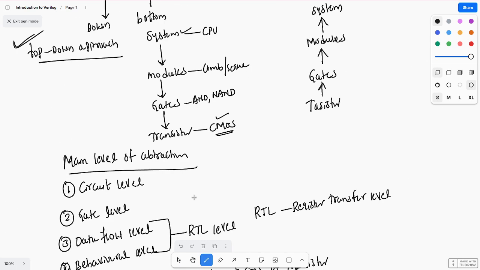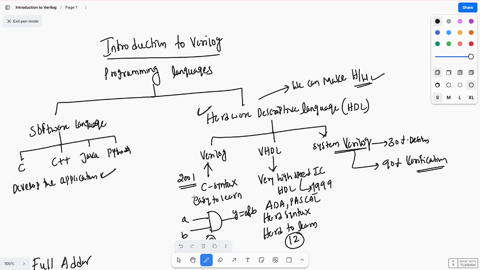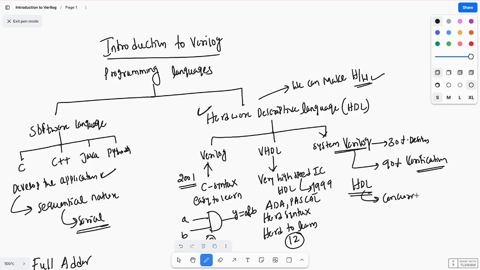And one more difference between software and hardware languages. Software language is sequential in nature. Sequential in nature means what? Serial. Serial means one instruction after the other will be executed. And HDL is a concurrent language, or parallel language. Parallelly, the instructions will be executed. That is one more difference between software language and hardware description language. Did you understand?